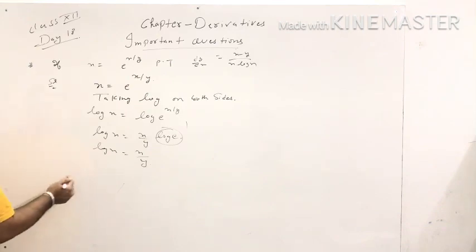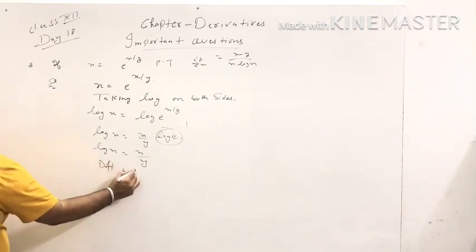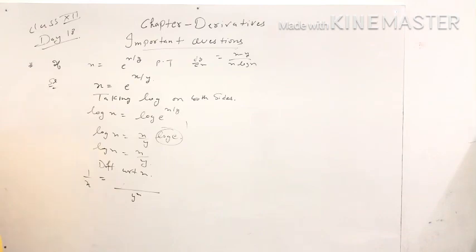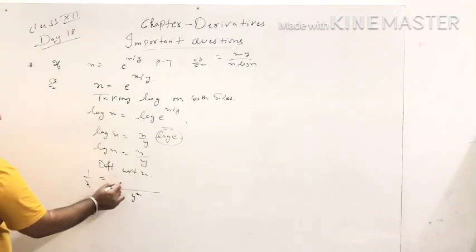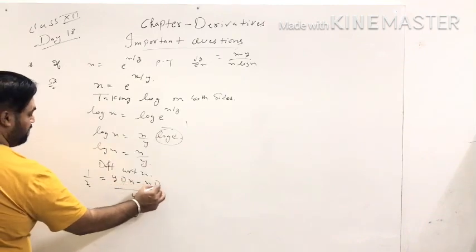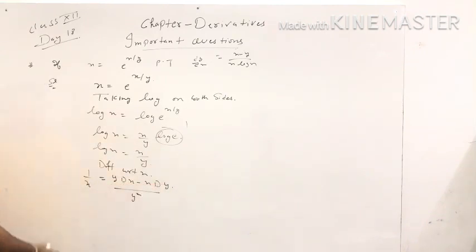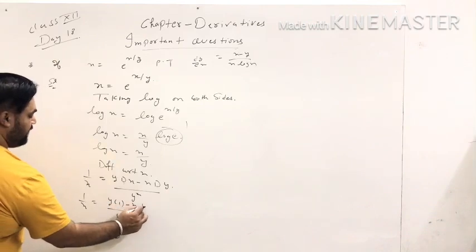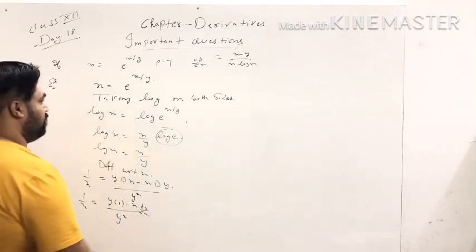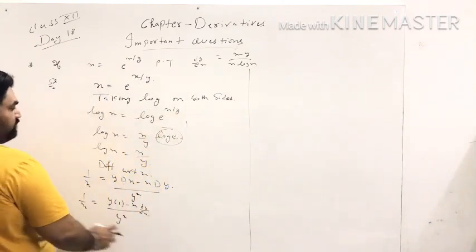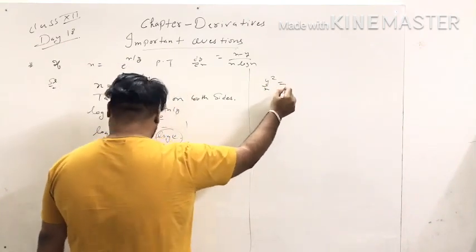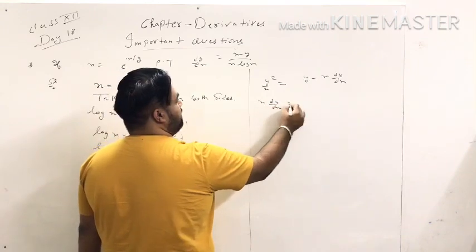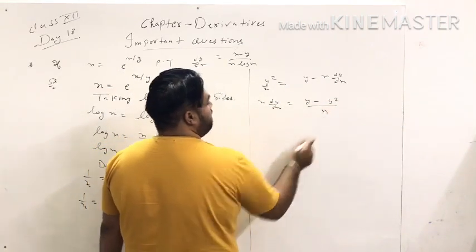Now differentiate with respect to x. 1/x equals, quotient rule. Now what is quotient rule? The square of denominator, derivative of numerator minus numerator, derivative of denominator. So 1/x equals (y square, y times 1 minus x dy/dx). So shift this y square to this side. y square/x equals y minus x dy/dx. So x dy/dx equals y minus y square/x.